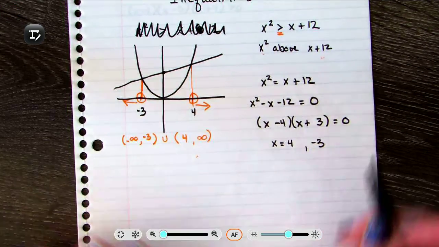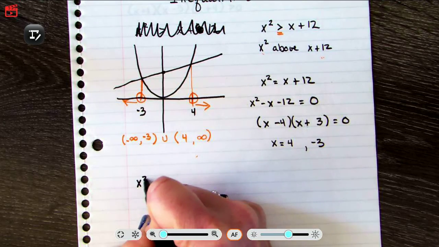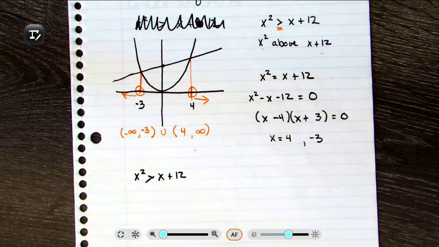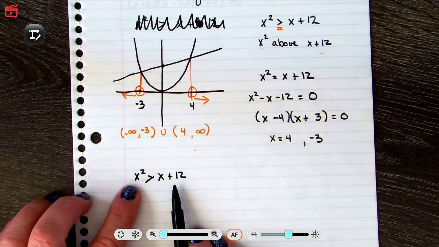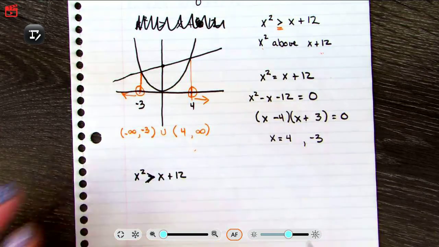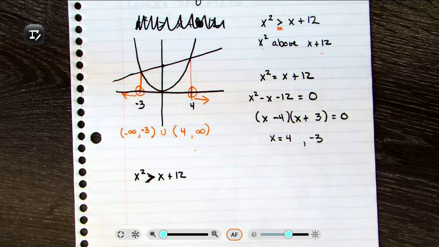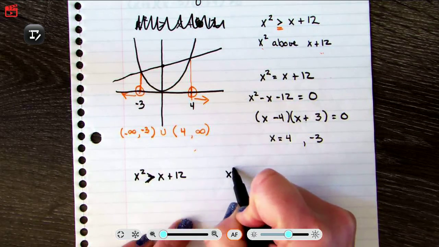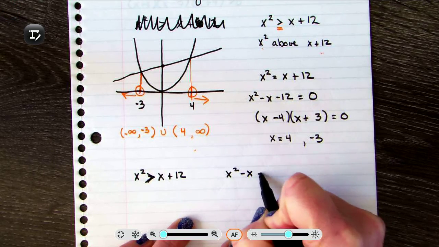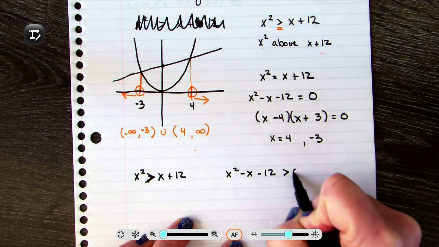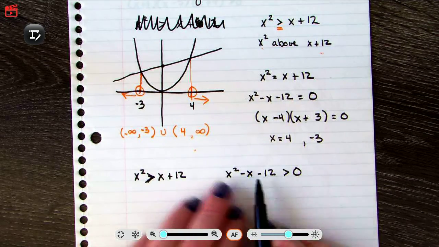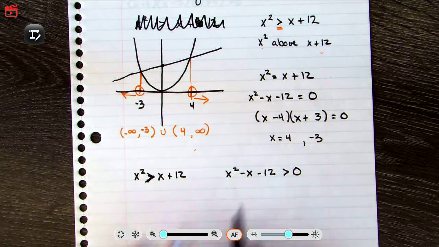The other method is starting again. The first one required us to be able to graph both sides, and a lot of times that is not something we know how to do. So I'm going to put all of it on one side. And if you remember, adding and subtracting things does not change our inequality, only multiplying or dividing by negatives. So I'm going to put this all on one side.